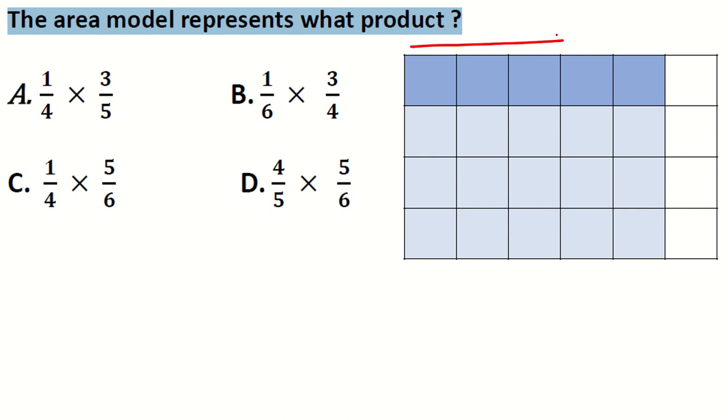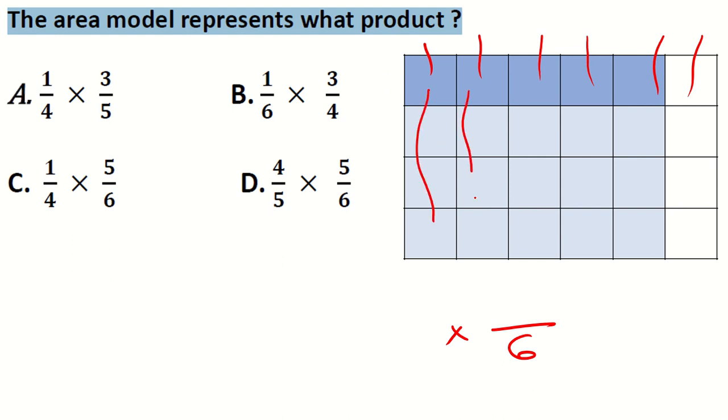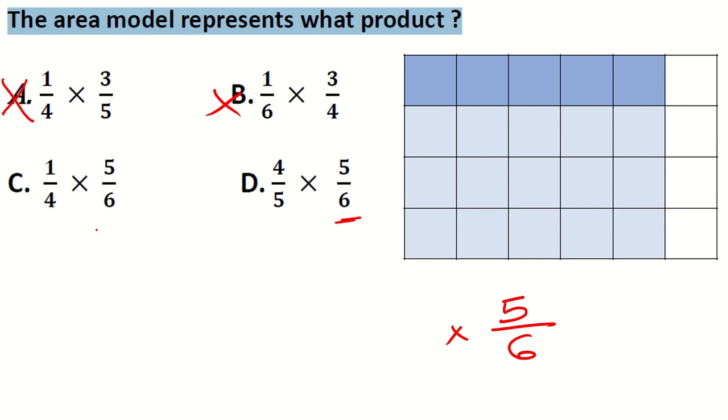See, one side of this model represents one number and another side of this model represents another number. Okay. So how many total columns are there? You see 1, 2, 3, 4, 5, 6. It means one of the numbers down will be 6. Okay. And how many columns out of that 6 are shaded? 1, 2, 3, 4 and 5. 5 are colored. So 5 will go up. So it means one of the numbers will be 5 over 6. So this answer is not possible. Okay. Maybe this is or maybe this is.